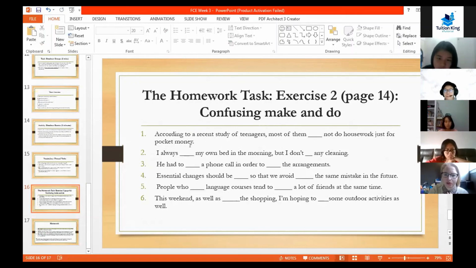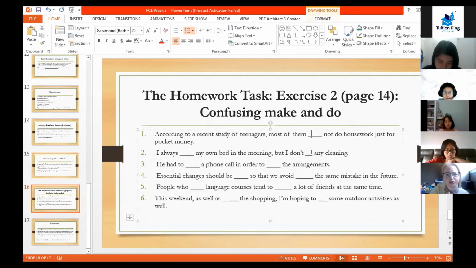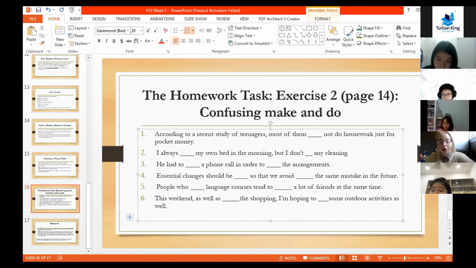Okay, so number 1, according to a recent study of teenagers, most of them something not their housework. What is the answer here? Could you unmute your microphone? Is it a form of make or is it a form of do? That needs to be here. Do, good. Do not. Perfect.